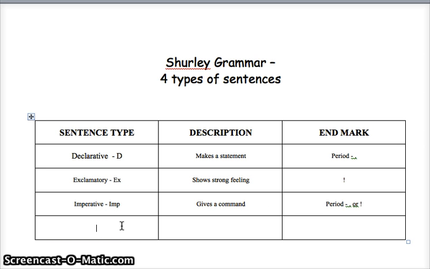And our last kind of sentence, which will be the last sentence that we will learn to classify in Shurley Grammar, is what is called the interrogative sentence, and that is abbreviated by INT. And if you have watched any kind of crime shows on television, you know that when they have captured a suspect, they take the suspect in for interrogation. And what they're doing, basically, in an interrogation is they are asking the suspect various questions.